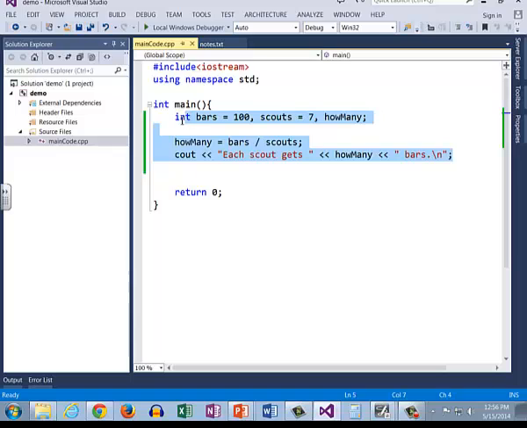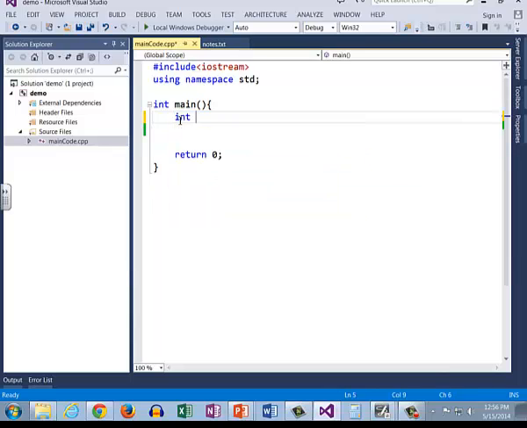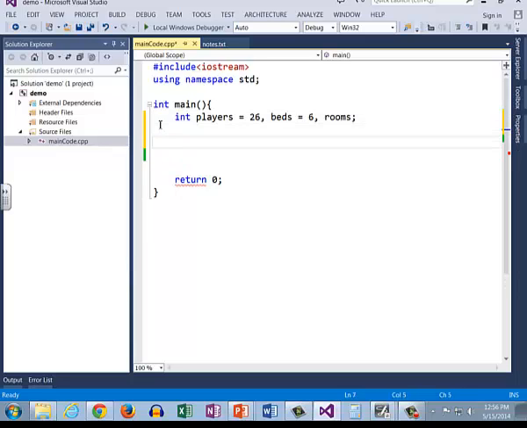This sets us up with a new problem. If we're going to count players, right? We always have a whole number of players, so int is the right type. And we have 26 players. And in each room, how many beds? There were 6 beds in each room. And how many rooms are we going to need? That one I don't know. That's the one I'm going to compute.